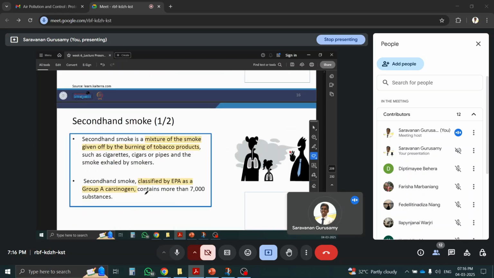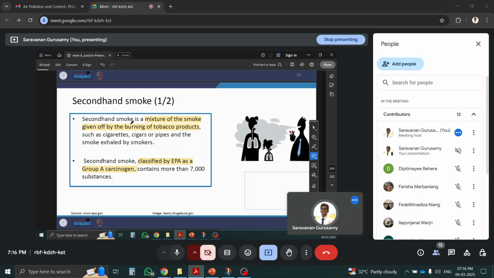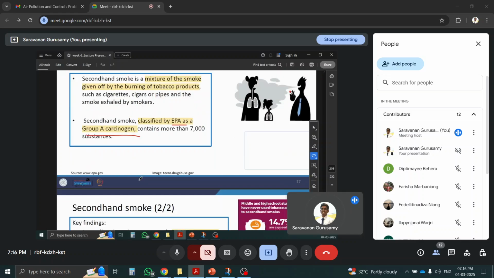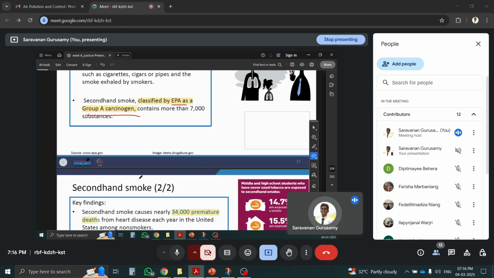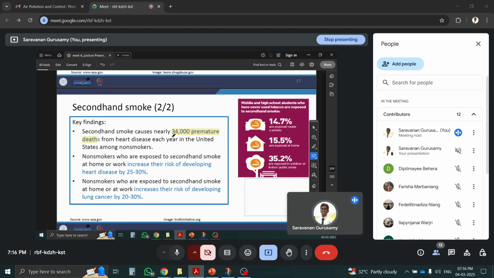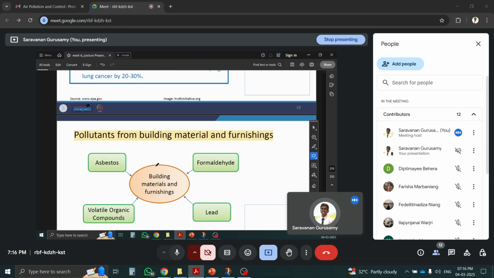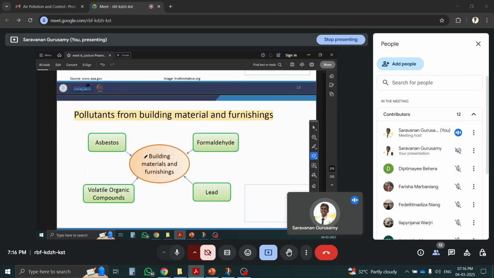Then secondhand smoke. Somebody is smoking and we are getting the pollution. So that is another cause of indoor air pollutants. And secondhand smoke was classified by the EPA as a Group A carcinogen. So that's a major problem for others. And you can see nearly 34,000 premature deaths are happening from heart disease due to secondhand smoke. And you can see lots of statistics regarding that.